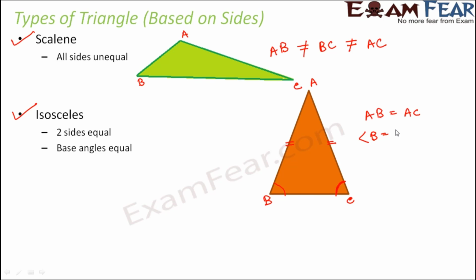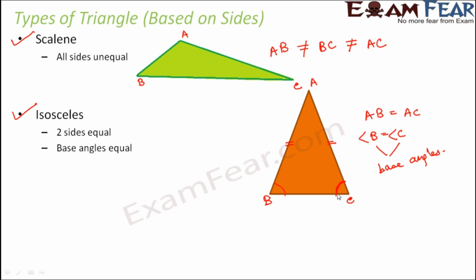So angle B is equal to angle C, and angle B and angle C are called the base angles, because they are located on the base. This is the base side and these two angles are located on the base side. So they are called base angles. So that is isosceles triangle.